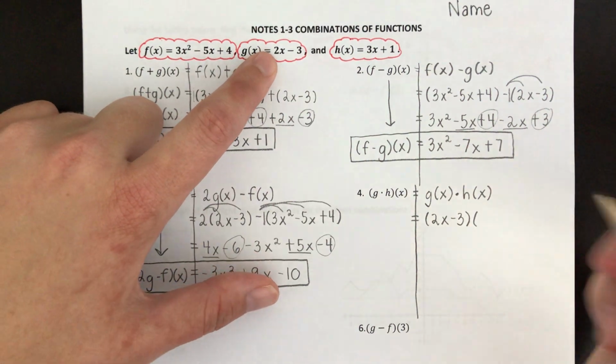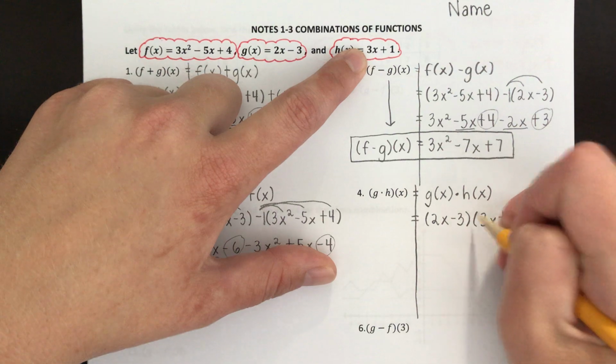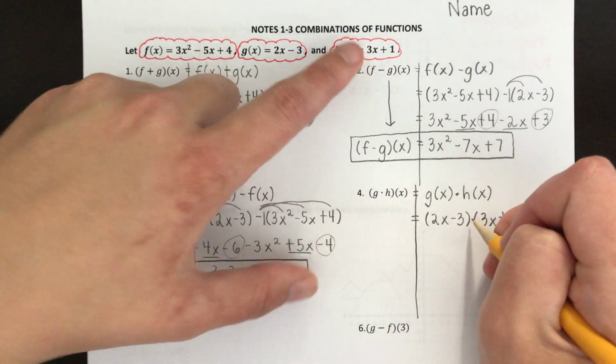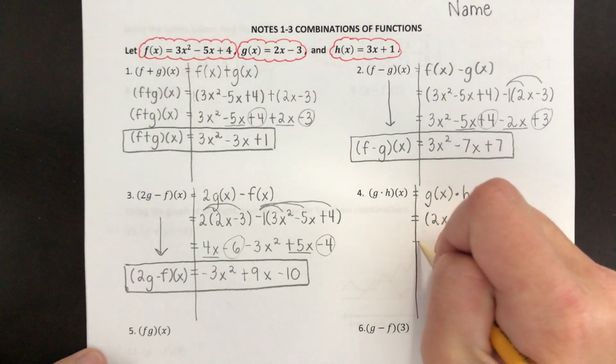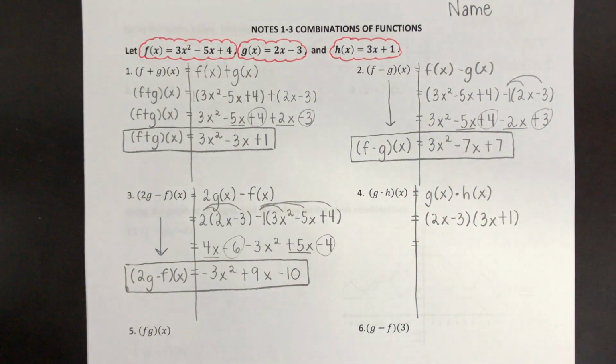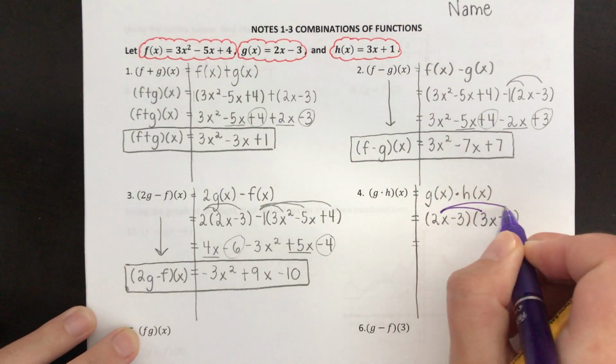And then H of X, since I already need parentheses to plug in, there's really no reason to put a dot in between because these parentheses backed up next to each other implies multiply. So we know we're multiplying here. And a binomial times a binomial means I'm going to double distribute. So distribute the 2x to both terms.